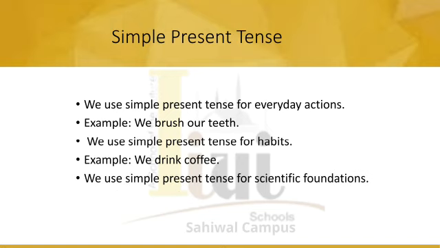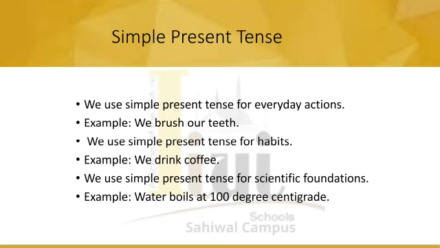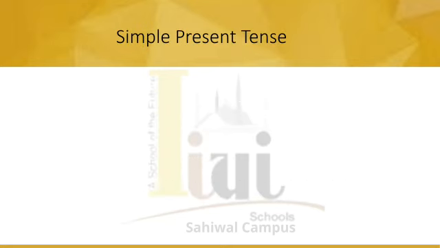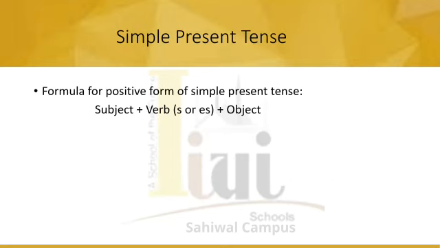We use simple present tense for scientific facts. This tense is used for scientific facts. For example, universal truths which can never be changed. For example, water boils at 100 degrees centigrade. It's a scientific fact and it can never be changed. So it's a generalization. Simple present tense.